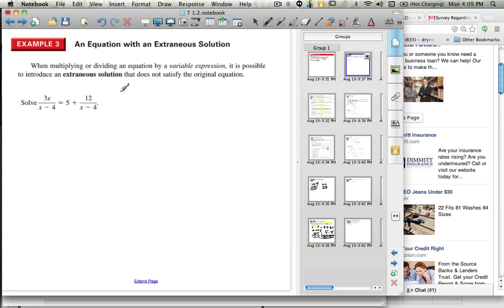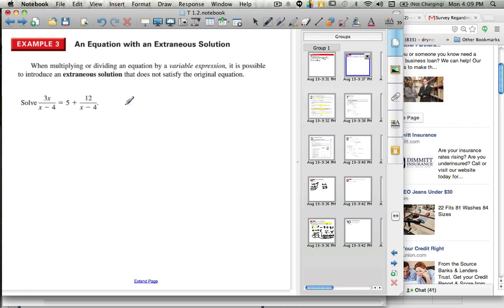Okay, sometimes when we do this kind of work we end up with extraneous solutions. And an extraneous solution is a solution that doesn't satisfy the original equation. So we solve for it, but when we actually plug it back into our equation, it should create a true statement, and instead it creates a false statement. That would be an extraneous solution.